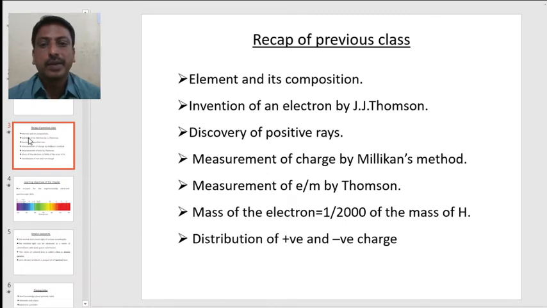And we know that an electron was discovered by J.J. Thomson, along with the discovery of positive rays, measurement of charge by Millikan's method, measurement of e by m ratio by Thomson, and the mass of the electron is approximately equal to 1 divided by 2000 times the mass of a hydrogen atom, and the distribution of positive and negative charge.